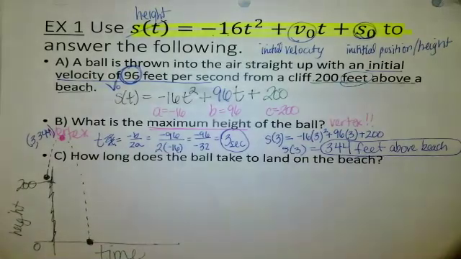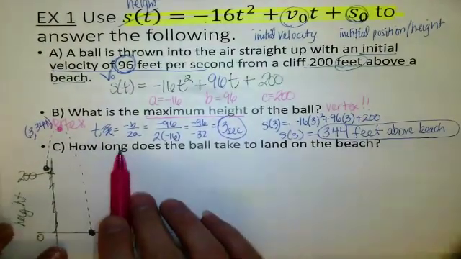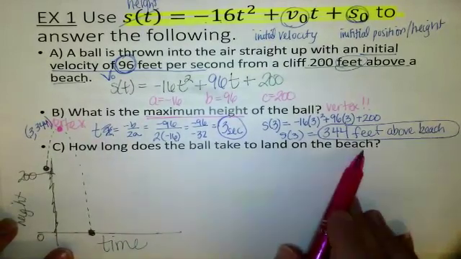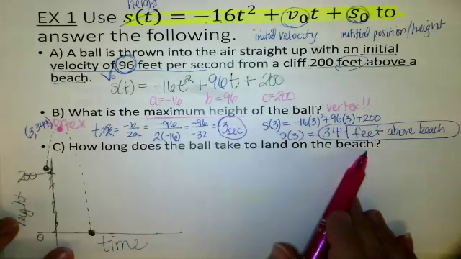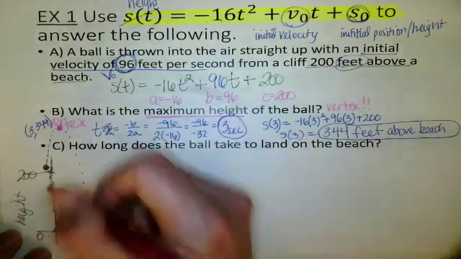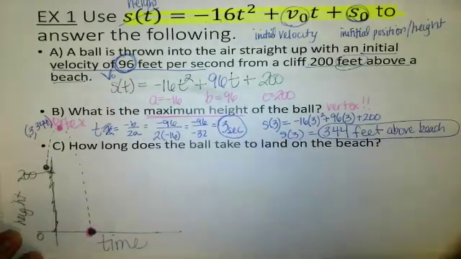So the first question is just what we did yesterday, finding the vertex. Now, the second question's asking us, how long does it take the ball to land on the beach? What are they asking us to find? Time. How long implies how much time it takes the ball to land on the beach. Right here is where the ball lands on the beach.